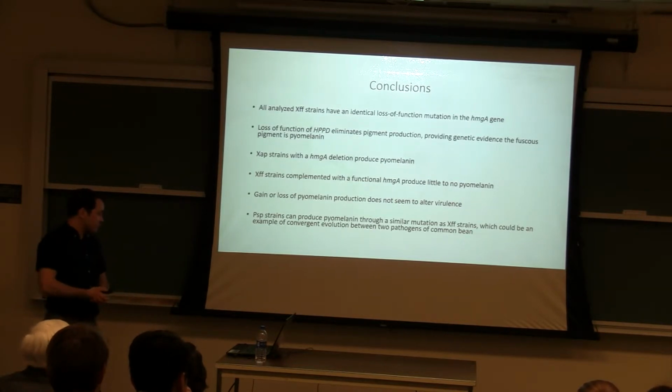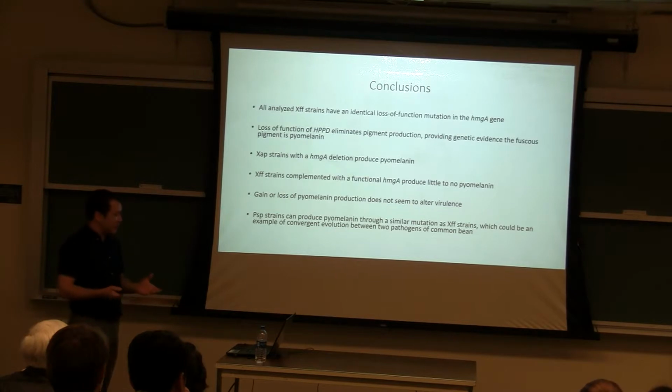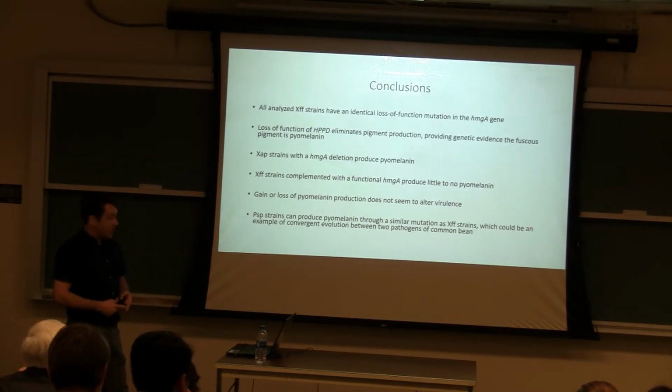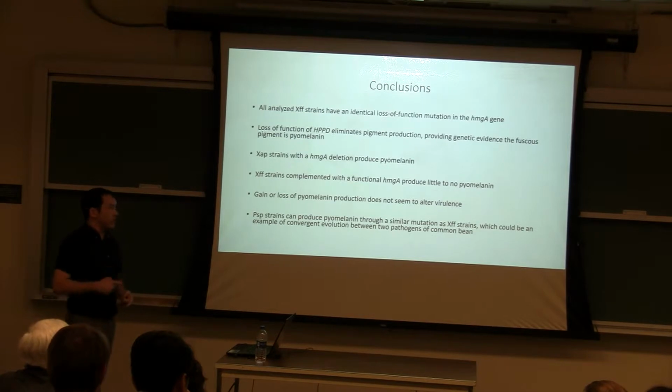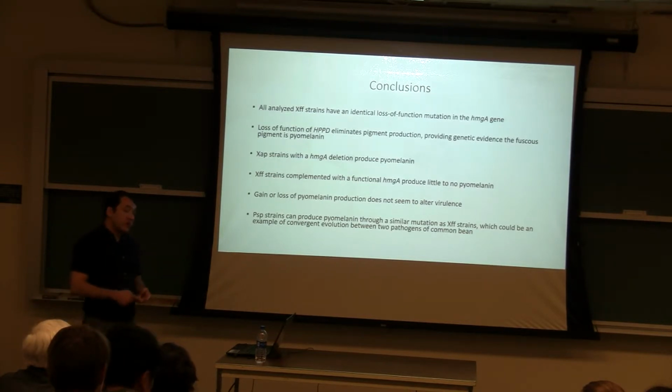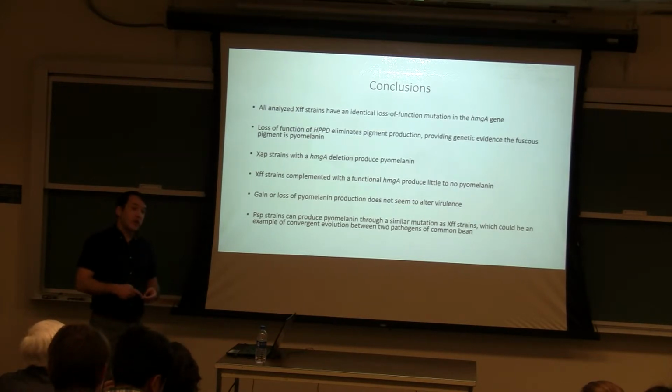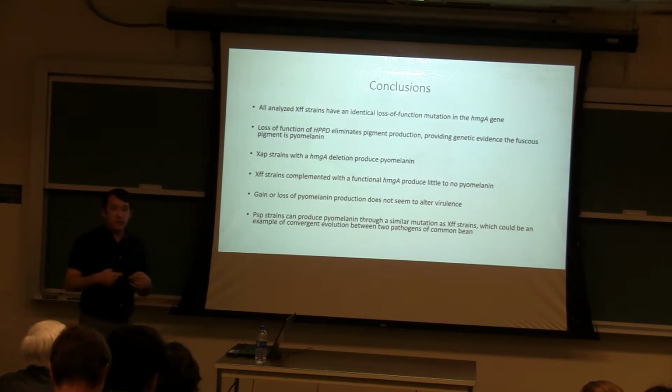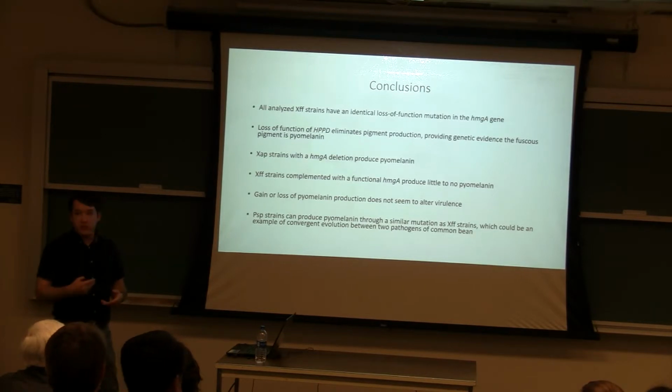So, all right, conclusions from this section. All the Fuscans strains that I analyzed have an identical loss of function mutation in the HMGA gene, consistent with the literature. It's in the same position as in every Fuscans that has a sequence for this gene, right? Loss of function of the HPPD gene eliminates pigment production. Again, that's the gene that synthesizes homogentisic acid, right? This provides genetic evidence that this Fuscans pigment is a pyomelanin.